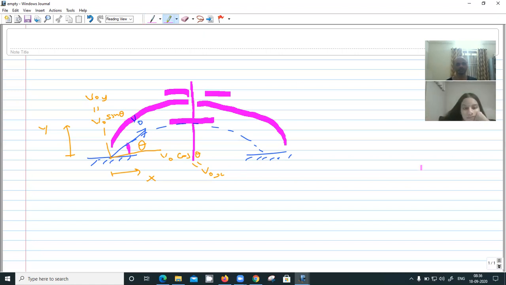Okay, so if the total time is capital T, then this time will be T by 2, and this time will be T by 2, where T is the time to go from here to here, the full path. Okay.